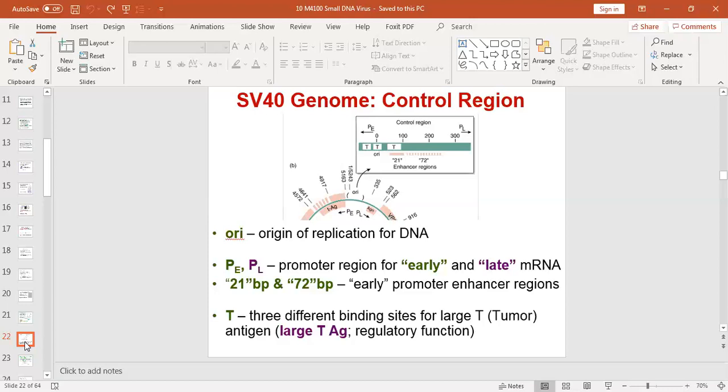Then we have a region called the T region that has three different binding sites for large T antigen. I'll talk a lot more about this large T antigen. T is for tumor. So large T antigen is a multifunctional protein. I'll get into it. It has regulatory functions, it causes cancer, etc.